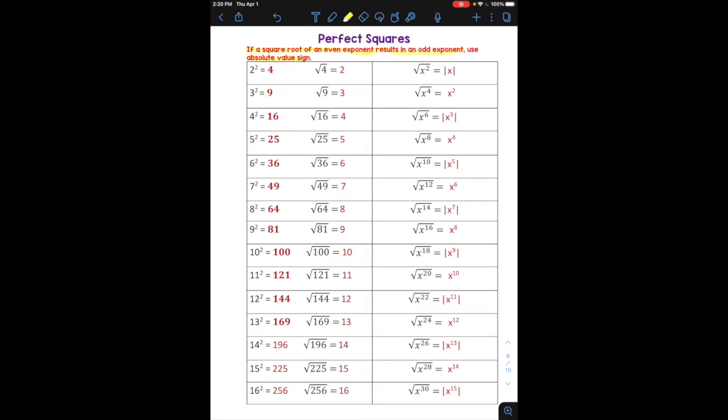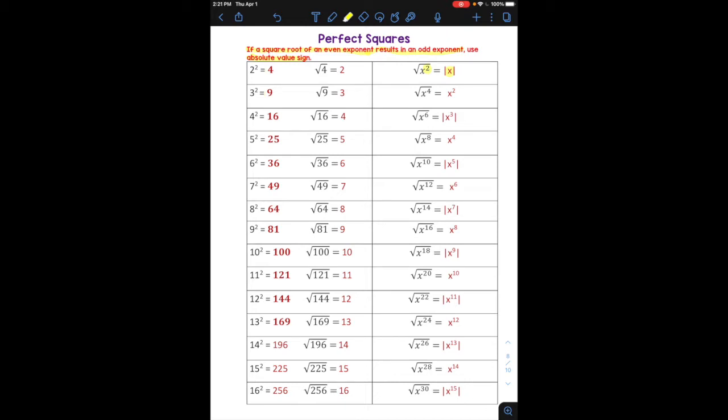So for example, in our first row in the column on the right, the square root of x squared is asking you what variable times itself will give us x squared. That would be x. Since we took the square root of an even exponent and the result was an odd exponent, technically it's x to the first, we're going to put absolute value signs around it.